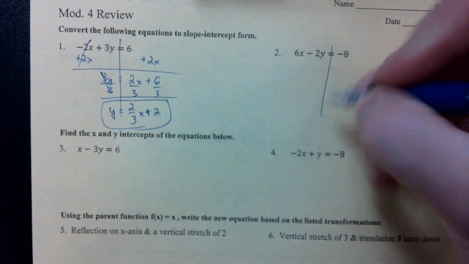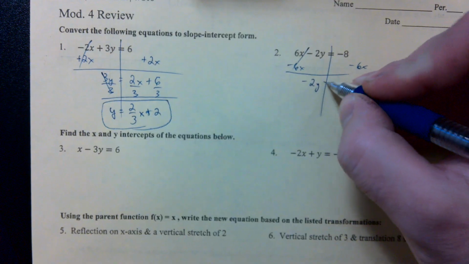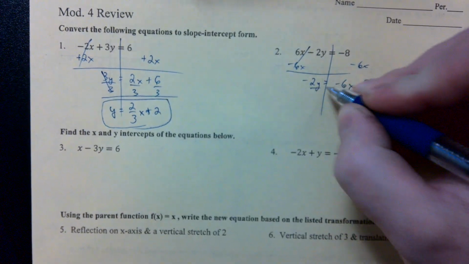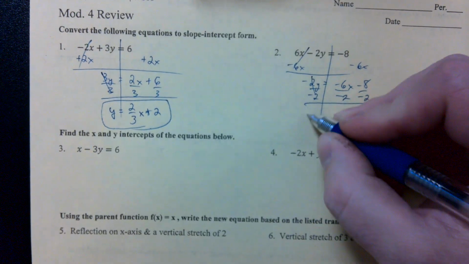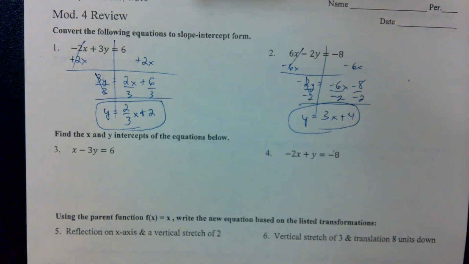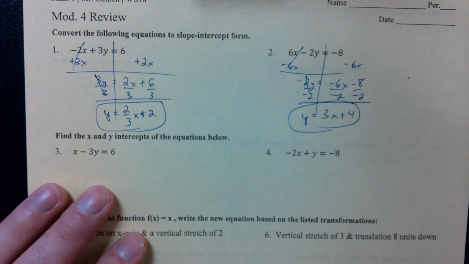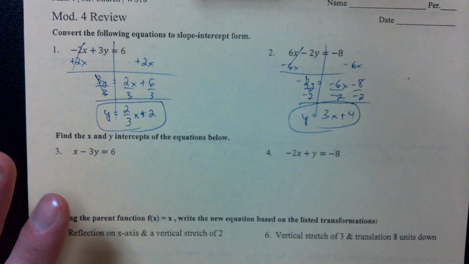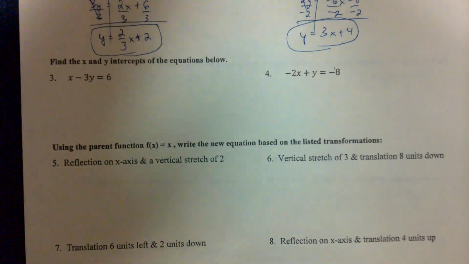Same thing over here. I'll subtract 6x from both sides. Divide both sides by -2. It turns everything positive, and I get 3x plus 4, just like that. Right? Questions on 1 and 2? Pretty straightforward, right? Good.